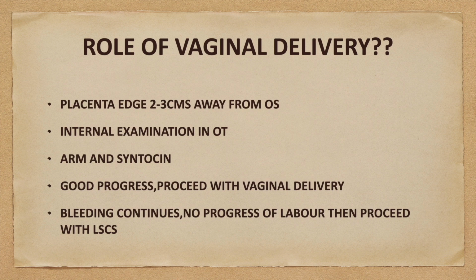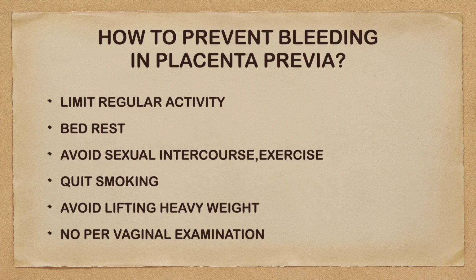Role of vaginal delivery in placenta previa: when the placental edge is 2 to 3 centimeters away from the os, do an internal examination in operation theatre, do artificial rupture of membranes and start her on oxytocin. If there is good progress, proceed with normal vaginal delivery. If bleeding continues or no progress of labor, then proceed with lower segment cesarean section.